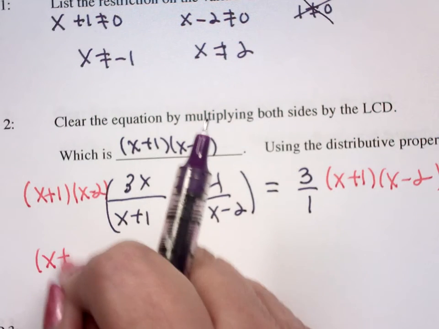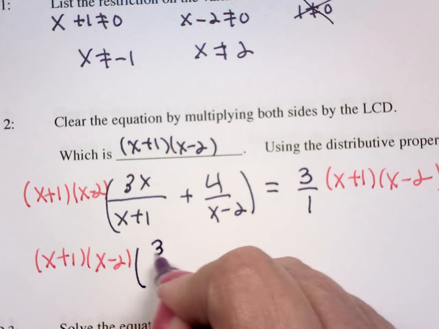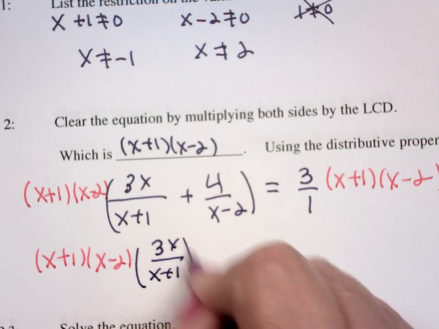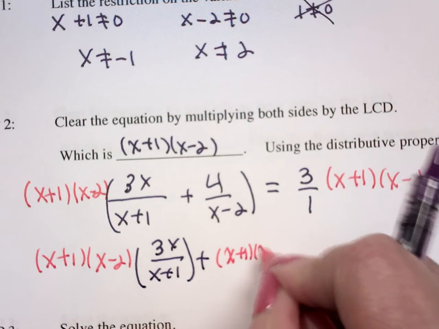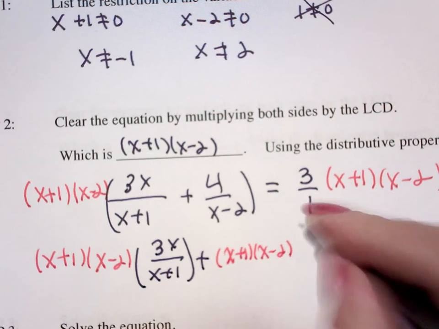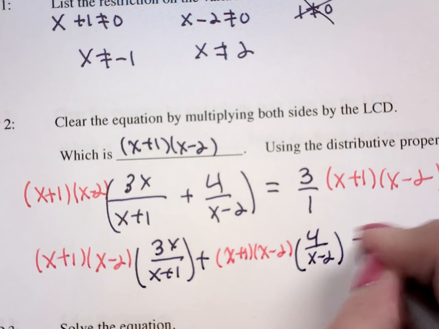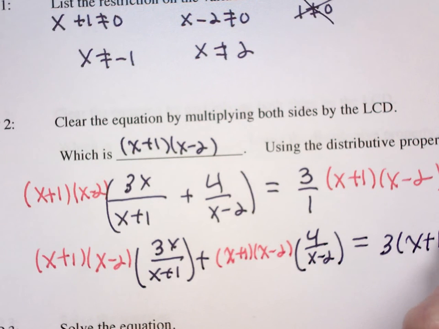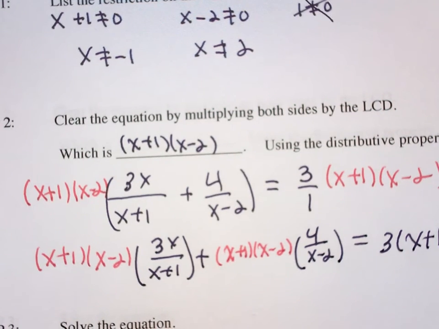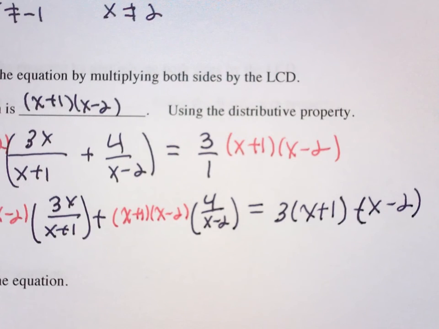So this is x plus 1, x minus 2, times, using the distributive property, plus x plus 1, x minus 2, times, equals 3 times x plus 1, x minus 2. Oops. That's an x minus 2.